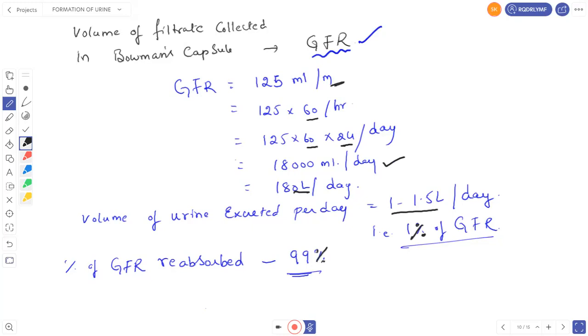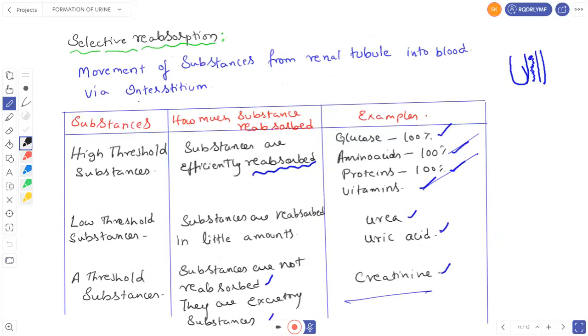Okay, 99% of GFR is reabsorbed back. Okay, let us go for the next one, selective reabsorption. So movement of substances from renal tubule into blood via interstitium. So this one is the renal tubule, and this one is the blood capillaries that is surrounding the renal tubule, and I'm going with the green color here.